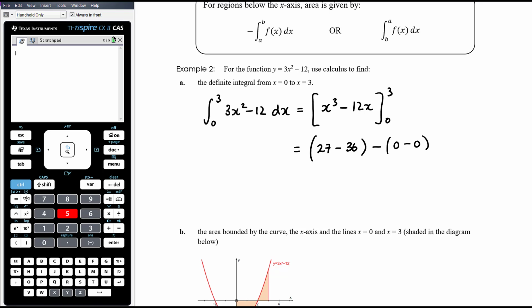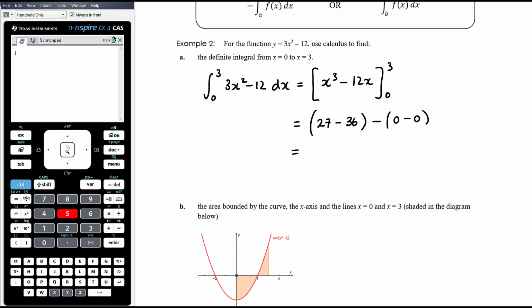Again, please don't ignore the step of consciously thinking about substituting 0 in, because otherwise you will struggle next year when subbing in 0 doesn't give you 0. Alright, so 27 minus 36, so that is negative 9. Okay, we don't need to make that positive to make it an area. The question is not asking about area. The question is asking you to evaluate a definite integral from 0 to 3. And we've done that. It is negative 9. A definite integral can equal a negative number. An area can't be negative, though.